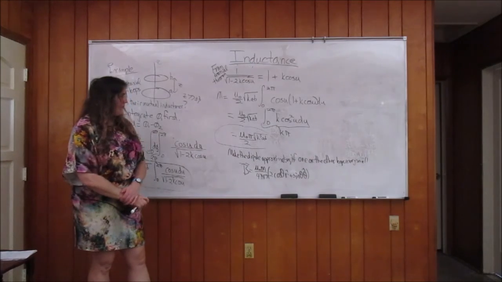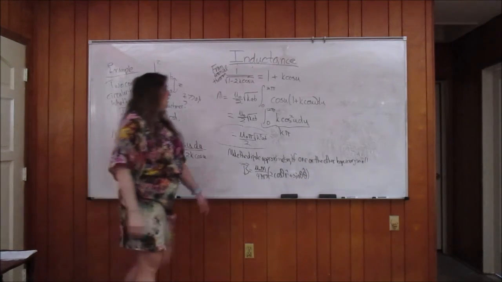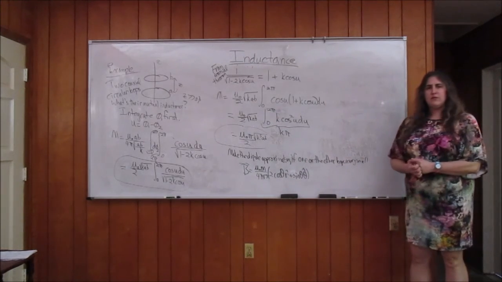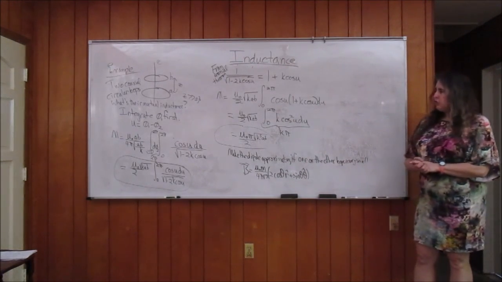Okay? So that is using Neumann's formula to figure out what the inductance is due to two coaxial circular loops.